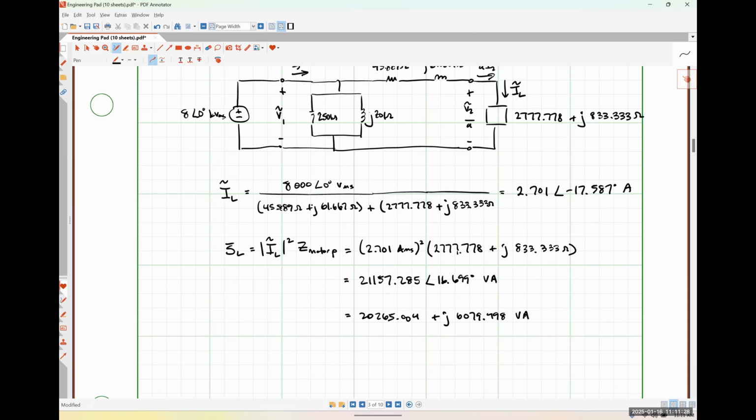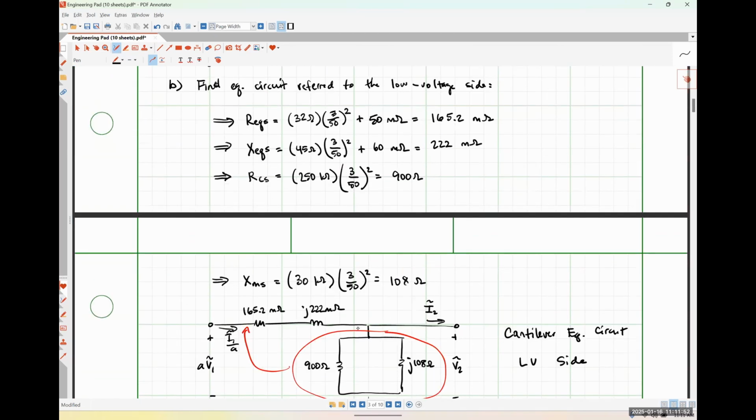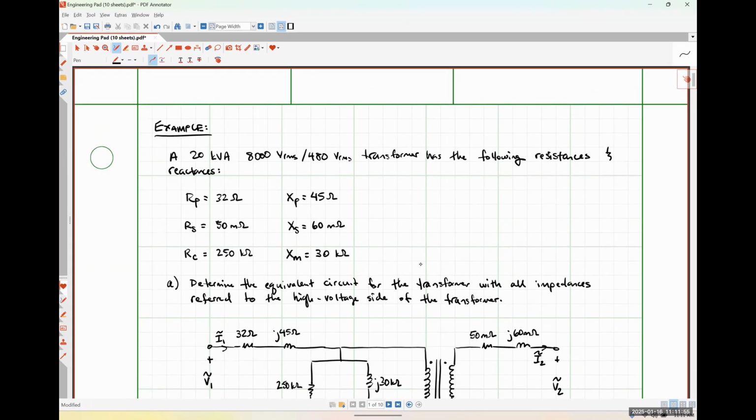Yes. What makes you say it's overloaded? 21,157 is larger than 20,000. It's rated 20,000. Yeah, it was rated for 20 kVA. We are pushing 21.1 kVA through it, so it is slightly overloaded. It was literally the first thing that you were told. It was indeed a long time ago. No, that was the first character. But anyway.